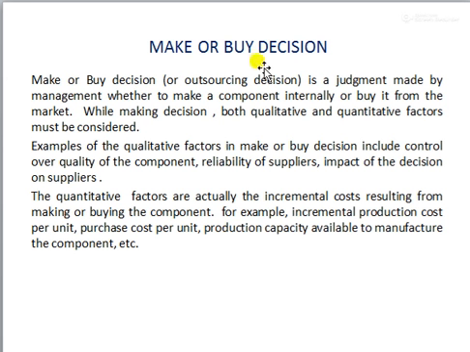Make or buy decision is a judgment made by management whether to make a component internally or buy it from the market. While making the decision, both qualitative and quantitative factors must be considered. Examples of qualitative factors include control over quality of the component, reliability of suppliers, and impact of the decision on suppliers. The quantitative factors are the incremental costs resulting from making or buying the component, for example, incremental production cost per unit, purchase cost per unit, and production capacity available to manufacture the component.